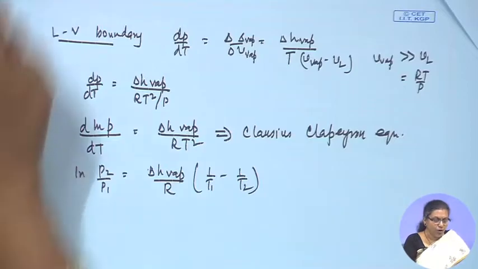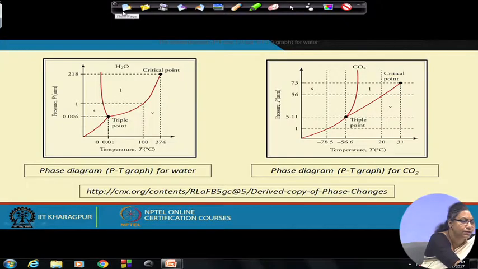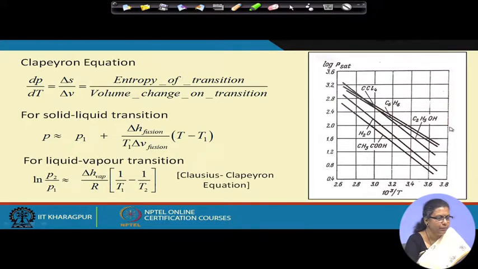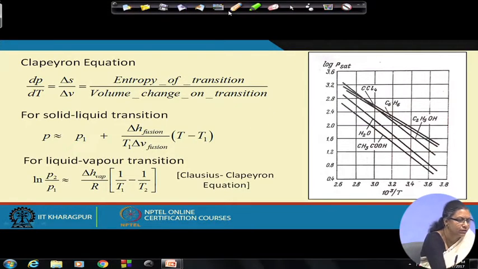So, therefore, what does this imply? This implies... so therefore, I have just written down the equations which we were discussing. For solid liquid transition, this is the equation.